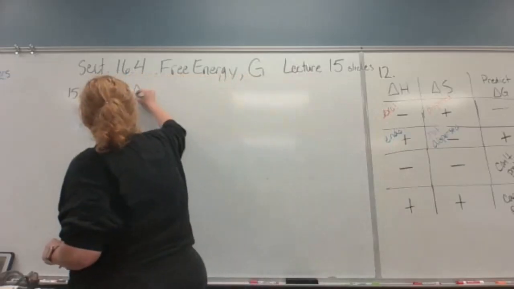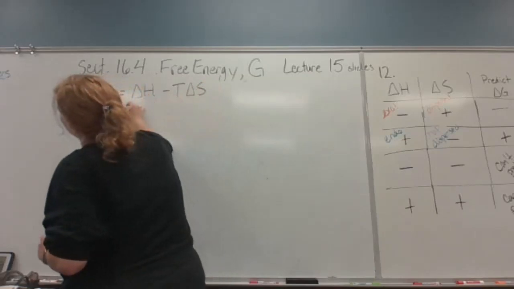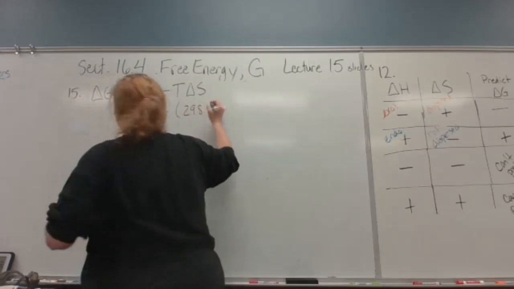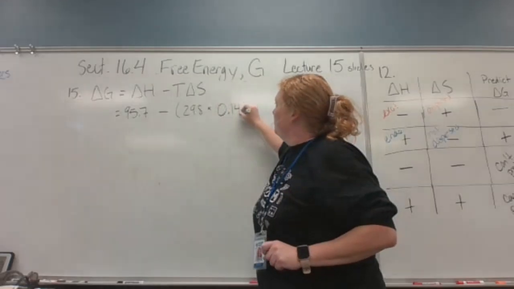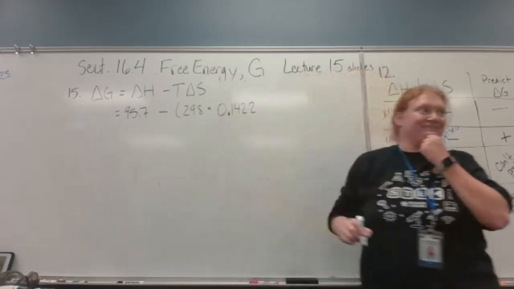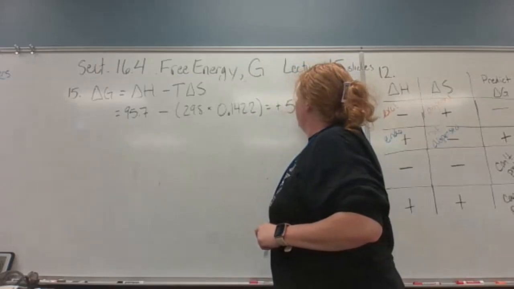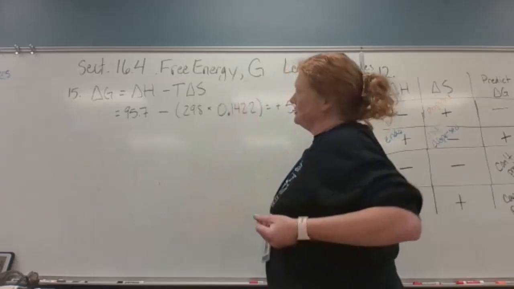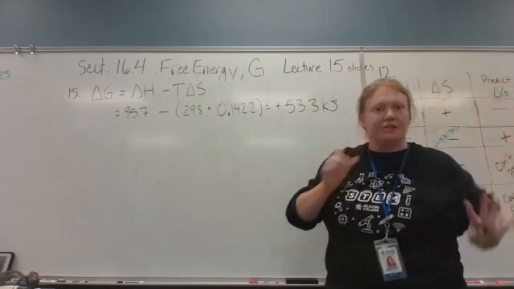Ask someone to read what I would say. 95.7 minus 298 times 142.2 divided by 1,000. That number divided by 1,000. 53.2. Positive 53.3 kilojoules. Because this problem didn't have any moles in the unit, so that's just kilojoules.